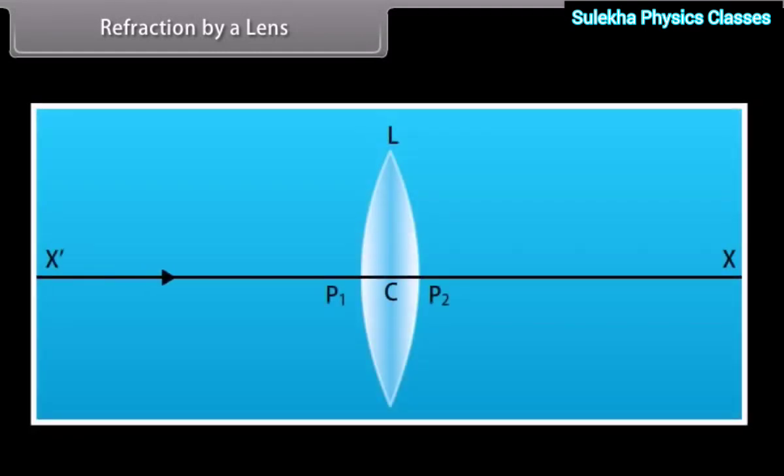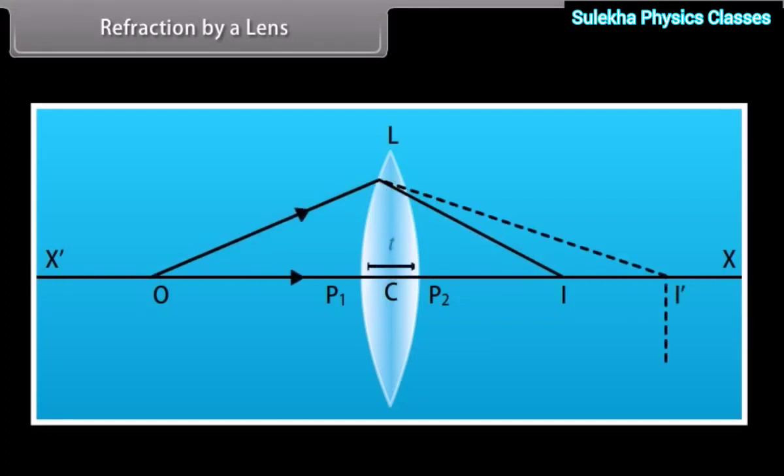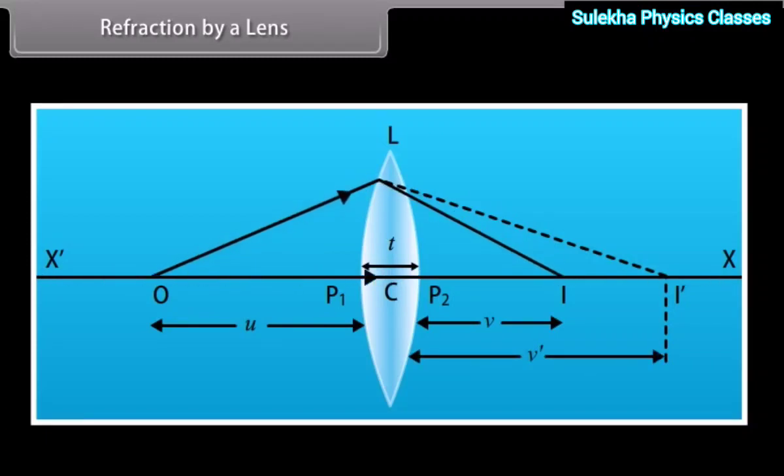Refraction by a lens. Suppose L is a thin lens. The refractive index of the material of lens is n2 and it is placed in a medium of refractive index n1. The optical center of lens is C and XX' is principal axis. The radii of curvature of the surfaces of the lens are R1 and R2 and their poles are P1 and P2. The thickness of lens is t, which is very small. O is a point object on the principal axis of the lens. The distance of O from pole P1 is u.